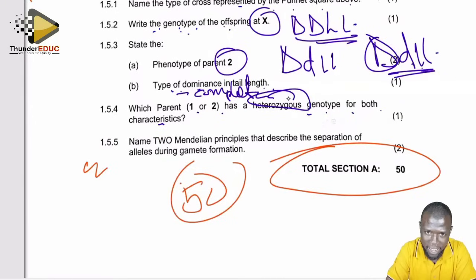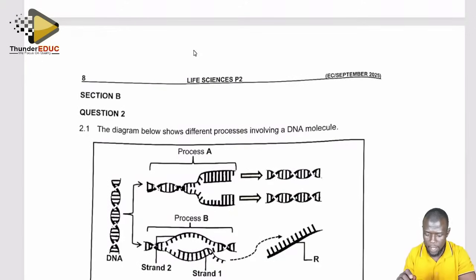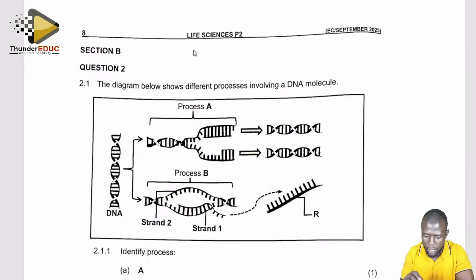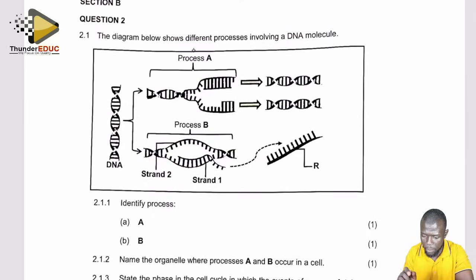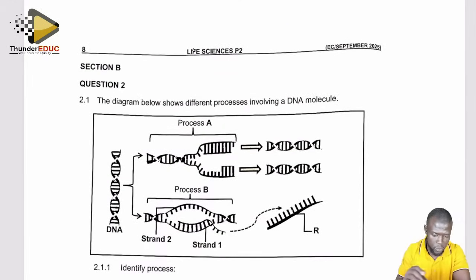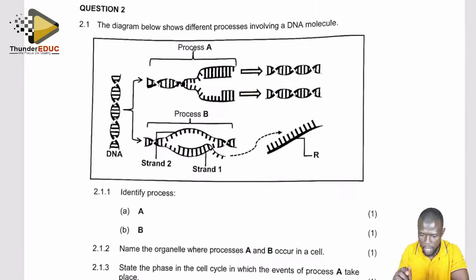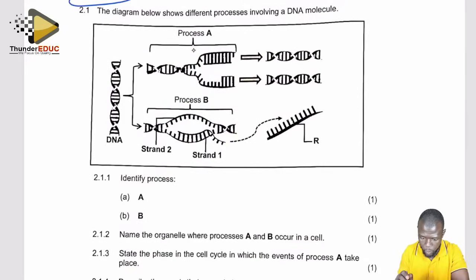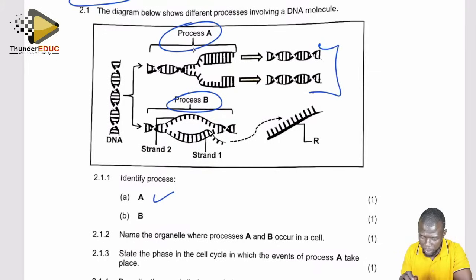You are a star. So question number 2 says that the diagram below shows different processes involving a DNA molecule. You have process A and then process B. They're saying identify process A. If you look here, we see that in process A you're forming DNA. So this is DNA replication.